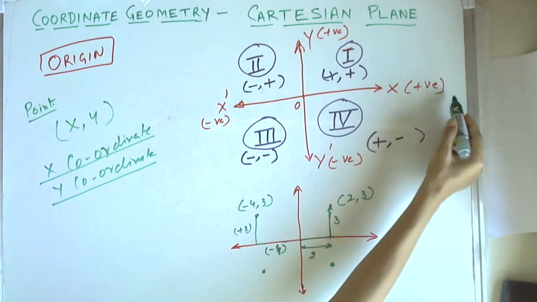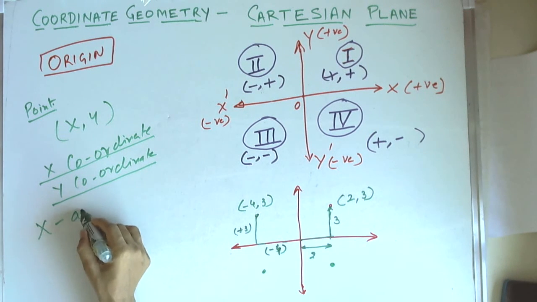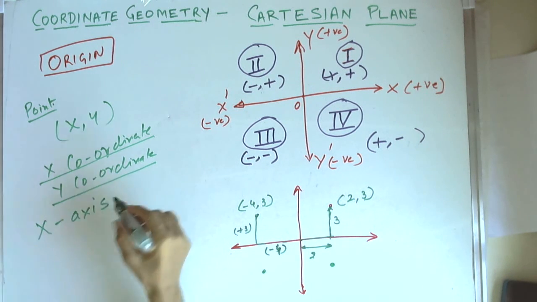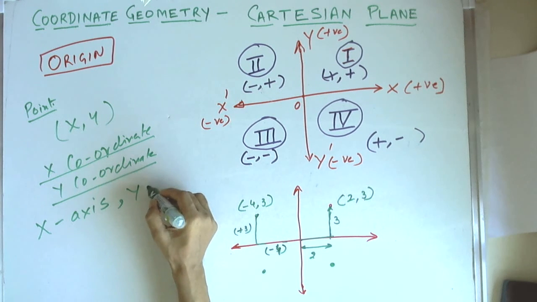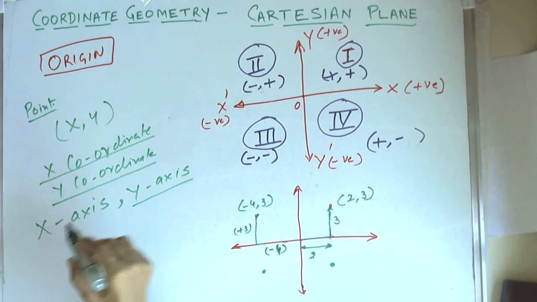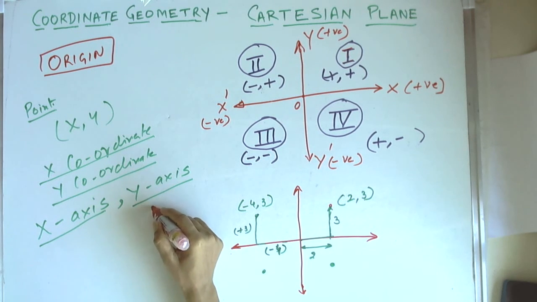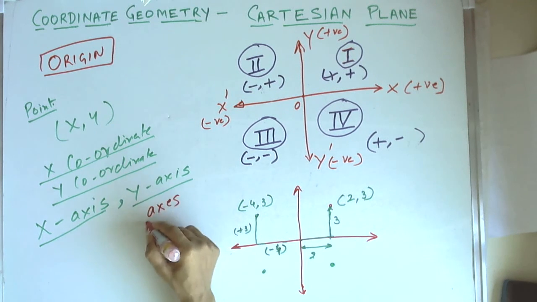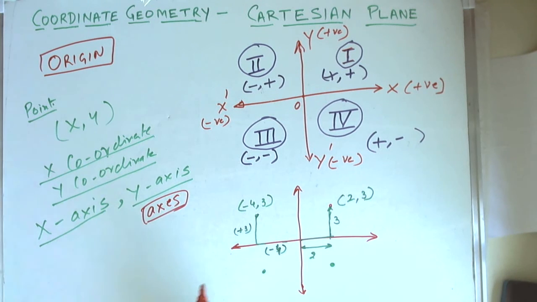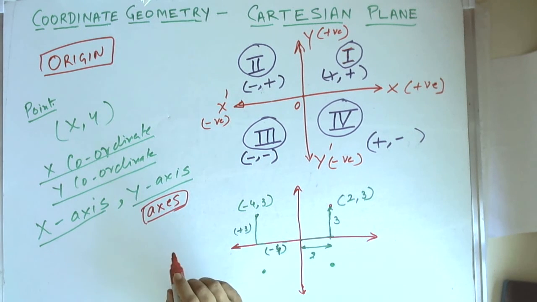And this is called x axis and this is called y axis. X axis and y axis. And what is the plural of axis? Plural of axis is A-X-E-S, axes. So if we are talking of the two axes, then we will say two axes like this. The word I will become E.